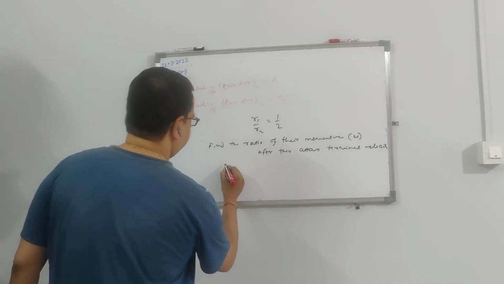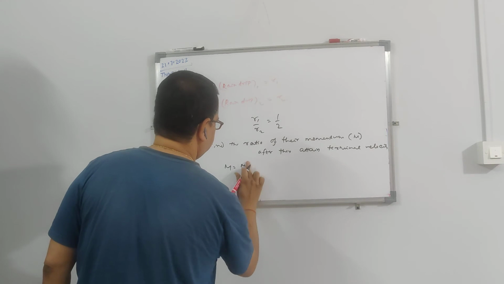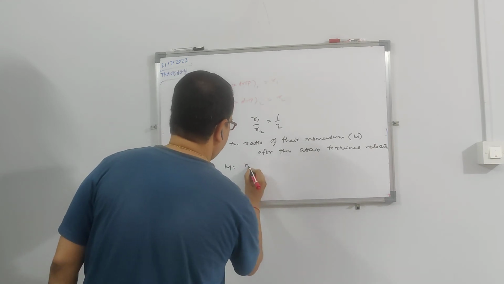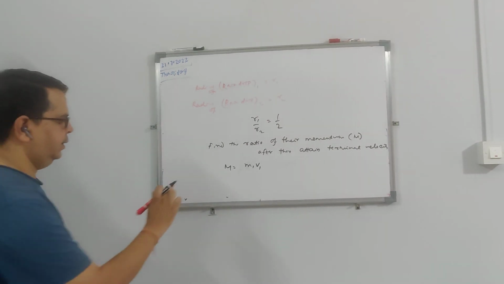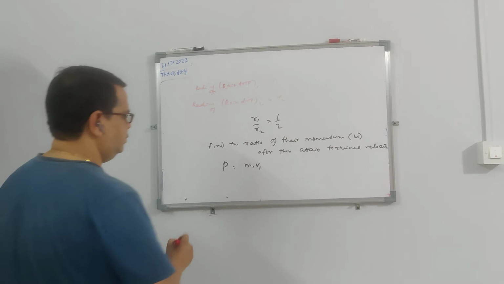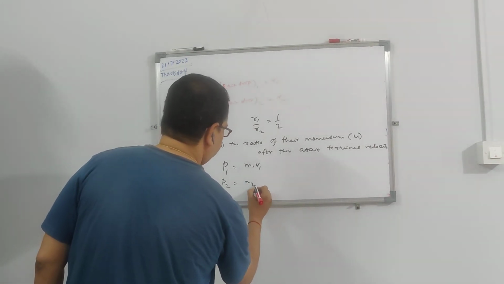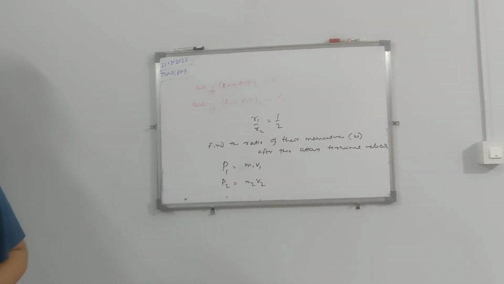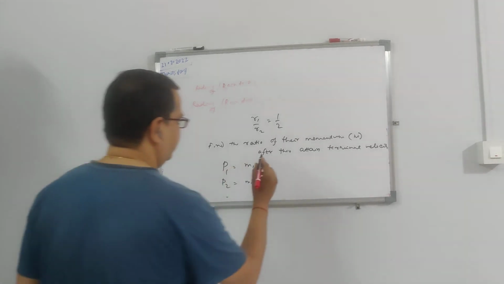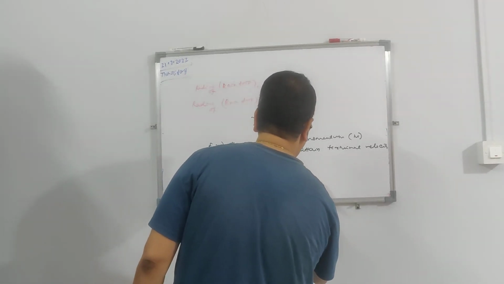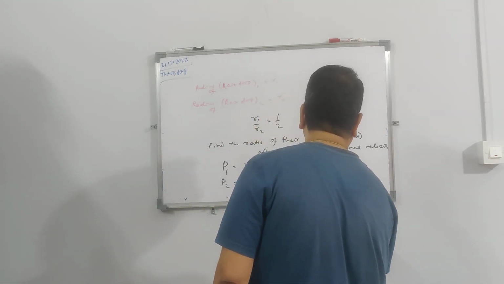You know momentum is nothing but mass times velocity. You can represent momentum by P. So P1 is equal to m1 v1, P2 is equal to m2 v2. So we want to find out the ratio of the momentum, which is P1 by P2, equal to m1 v1 divided by m2 v2.